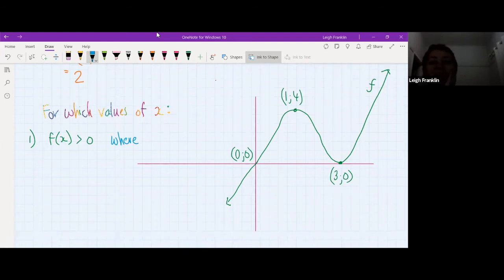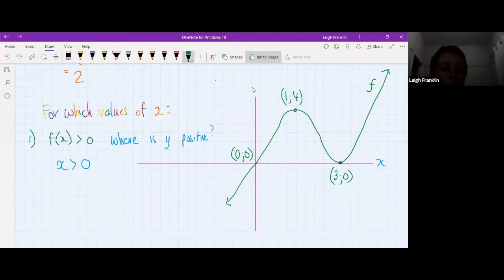Okay, where are the y values positive? Where is y positive? So where is y above the x-axis? Here's our x-axis. So where is the graph above the x-axis? The graph is above the x-axis when x is a number that is bigger than 0. That's where output or y values are positive.